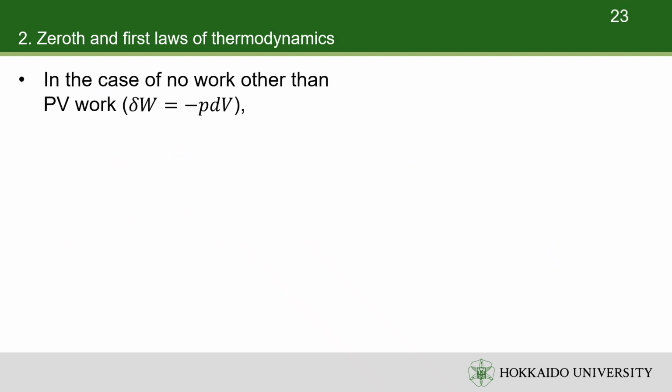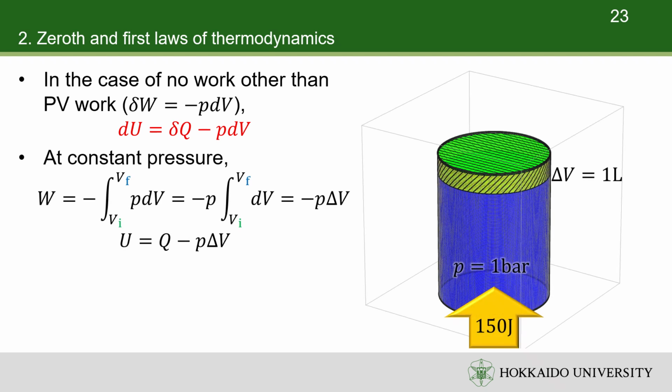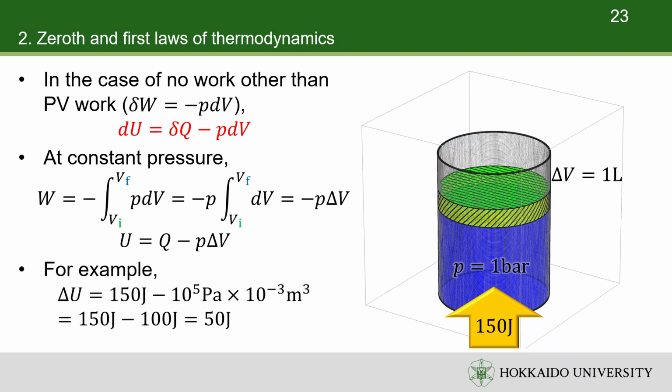If the only work is PV work, the thermodynamic work is minus PdV. So, the change in internal energy of the system is delta Q minus PdV. For example, the volume of a system at constant pressure, 1 bar, increases by 1 liter, while the system receives heat of 150 joules. The internal energy of the system increases by 50 joules.